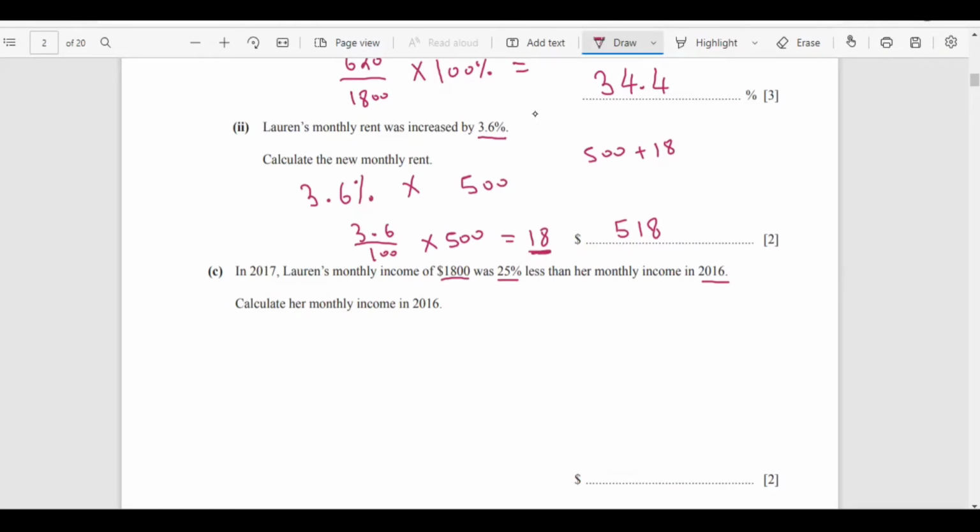Very good, Rania. Excellent. Okay. This means in 2016, the monthly income was more than this one. So whatever the monthly income was in 2016, I write it down this way. Income in 2016 is, let's suppose, X dollars. I need to find this X.